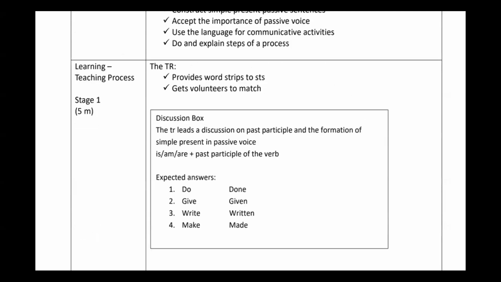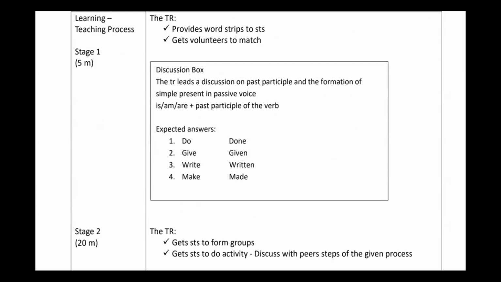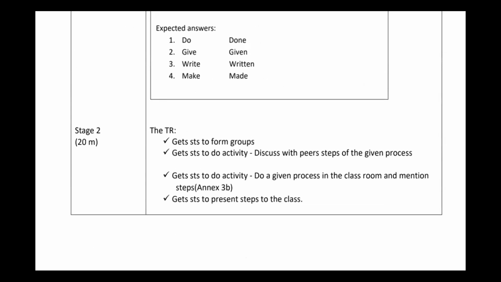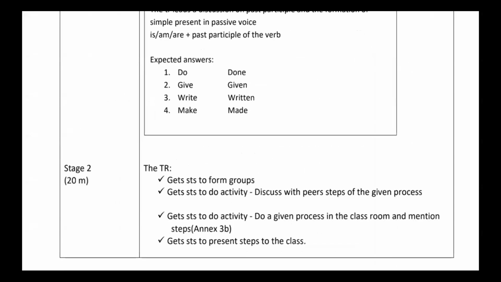Learning teaching process. The teacher provides word strips to students, and gets volunteers to match. In the first step, here students are taking some verbs. The students have to find out the past participle of each verb, because before starting passive voice, they should know what past participles are. They have already learned that, but I want to remind them. Therefore, here I give a small activity. That activity is in the next page in the annex. I will show later. So expected answers: do, done, give, given, write, written, make, made.